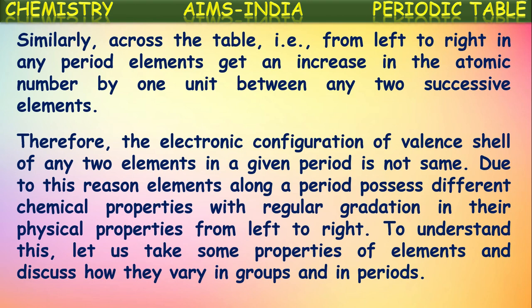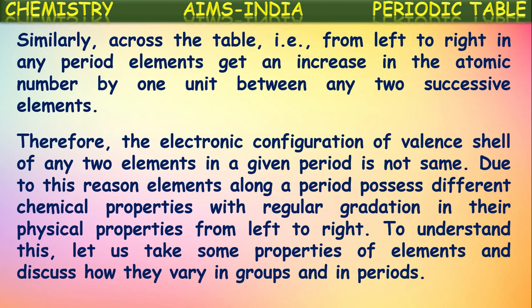Due to this reason, elements along a period possess different chemical properties with a regular gradation in their physical properties from left to right. As there are no elements with similar electronic configurations in a period, there will be no similar properties for any elements. So there will be regular gradation from left to right among the physical properties of the elements.